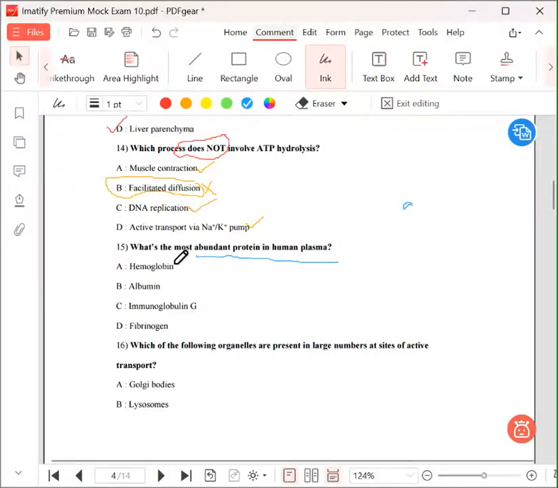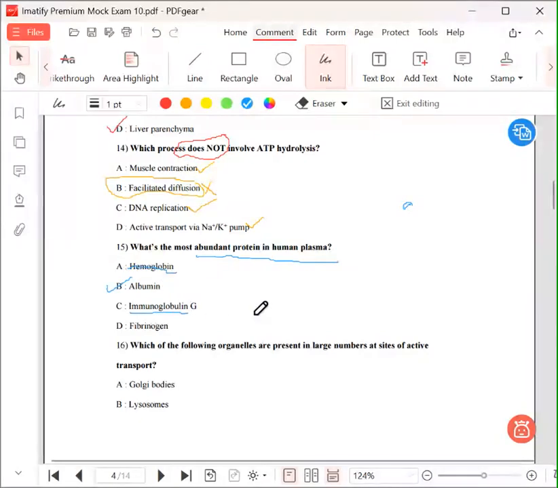Let's get into it. Hemoglobin? No. It is produced and found in the red blood cells, so it has no link with plasma. Eliminated. Albumin? Yes. Albumin is abundant in human plasma, and it makes up 55 to 60% of that 7% protein portion. So this is the correct option.